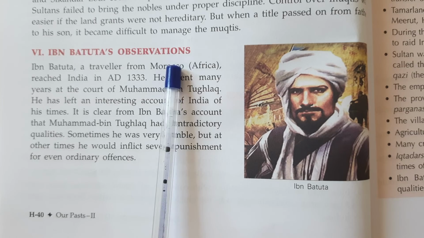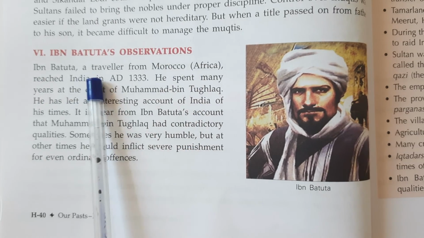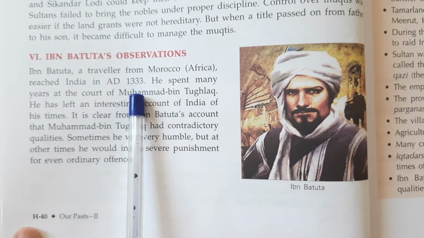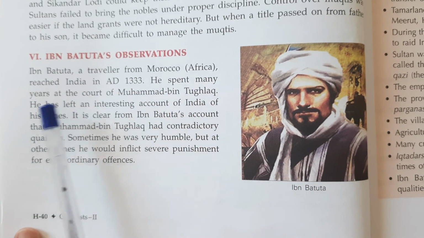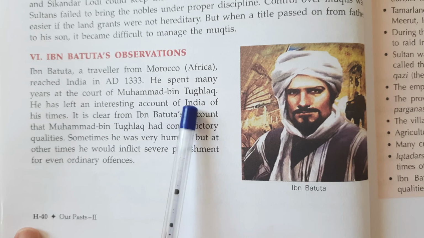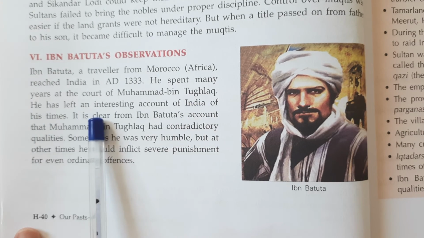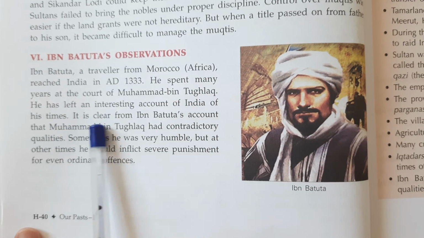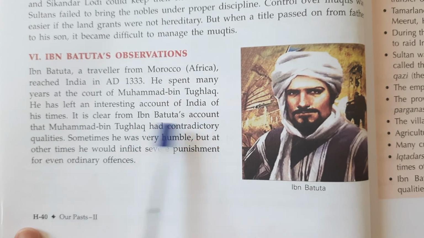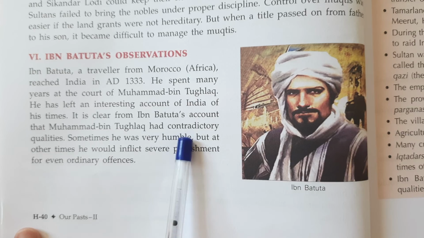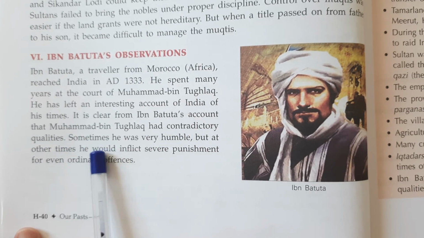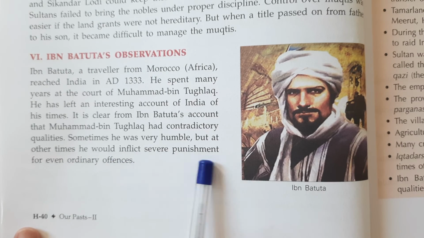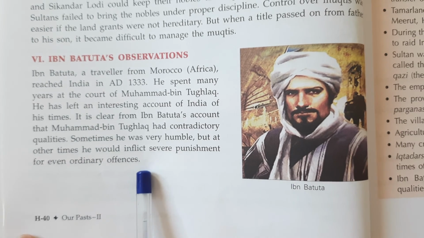Ibn Battuta's observations. Ibn Battuta, a traveler from Morocco, Africa, reached India in AD 1333. He spent many years at the court of Muhammad bin Tughlaq. He has left an interesting account of India of his times. It is clear from Ibn Battuta's account that Muhammad bin Tughlaq had contradictory qualities. Sometimes he was very humble, but at other times he would inflict severe punishments for even ordinary offences.